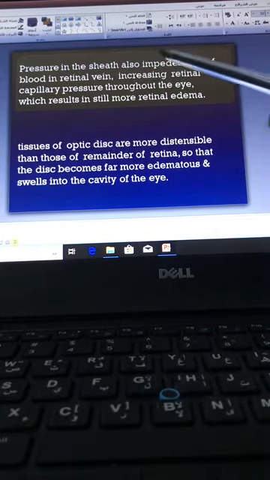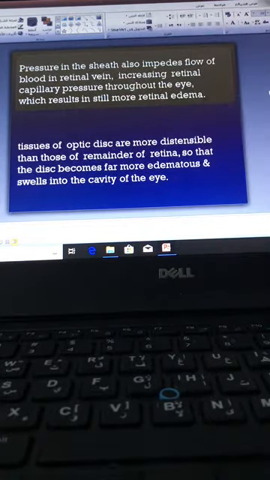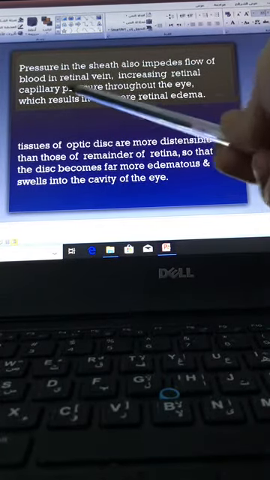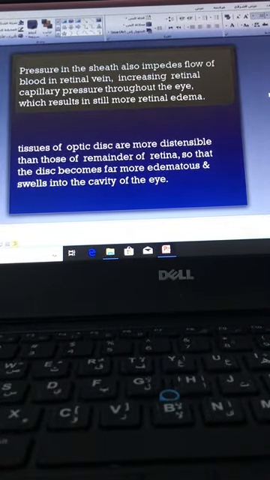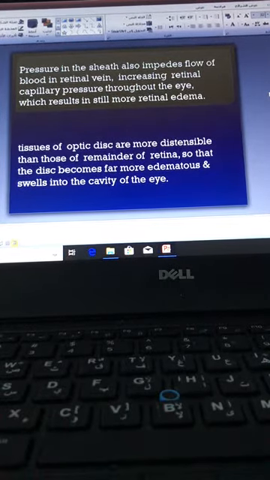Pressure in the sheath also impedes the flow of blood in the retinal vein, increasing retinal capillary pressure throughout the eye, which results in still more retinal edema. It increases gradually because the increased pressure also compresses the artery and the vein. Tissues of the optic disc are more distensible than those of the remainder of the retina, so that the disc becomes far more edematous and swells into the cavity of the eye, because it can accommodate expansion, so it appears more prominent than the other parts of the retina.